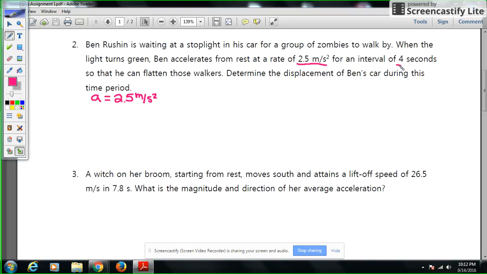And he had that acceleration for 4 seconds. I know that that's time because time is measured in seconds. So 4 seconds. There you go. That's 4 and an S, not 4 or 5. That confused me earlier. There's one more thing that the problem tells us, but it's not a number, and that is the word rest. When you see the word rest, that tells you that the velocity is 0.